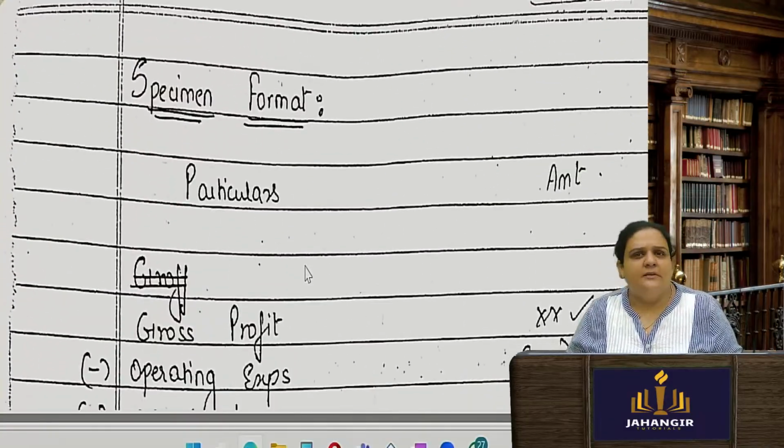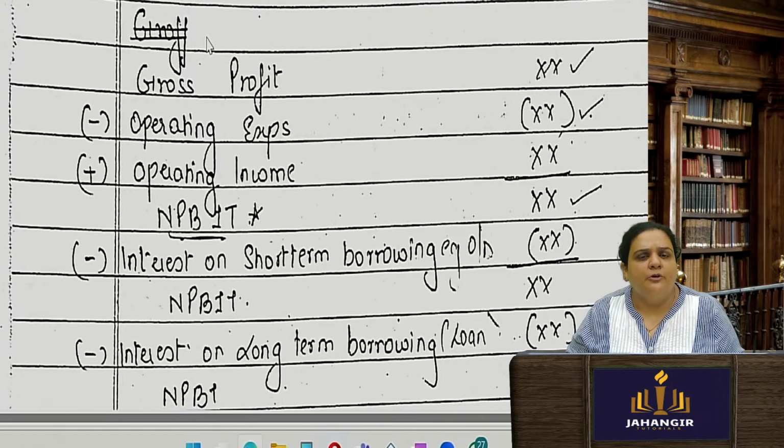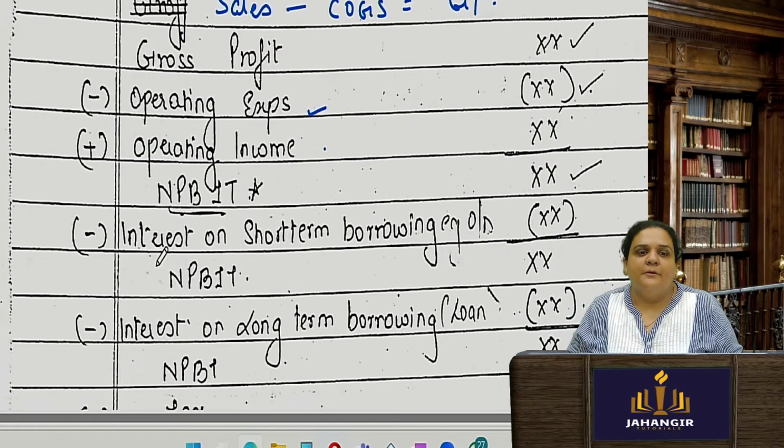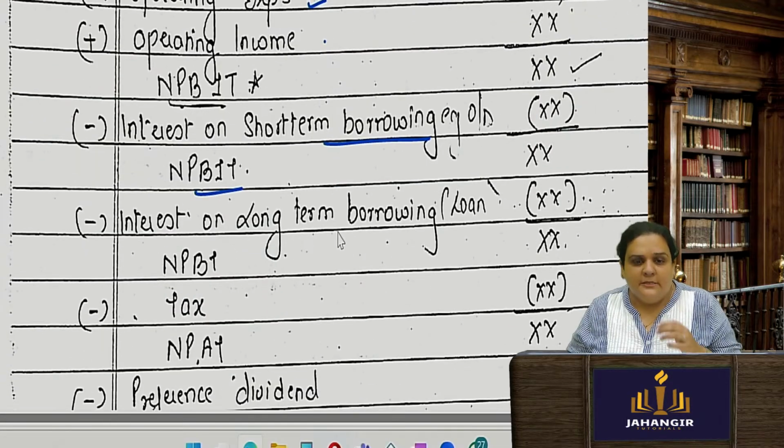Okay, so I'm just giving you one format. Whatever is your gross profit, how do you get it? You take sales or net sales minus your COGS, and you get your gross profit. From there, you remove operating expenses and add your operating income. You'll get net profit before interest and tax, NPBIT, then minus your interest on short-term borrowing and interest on long-term borrowing.